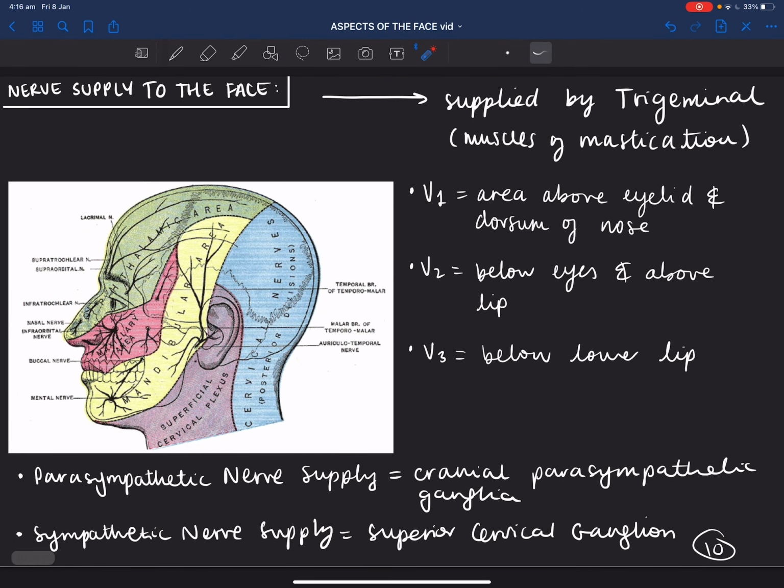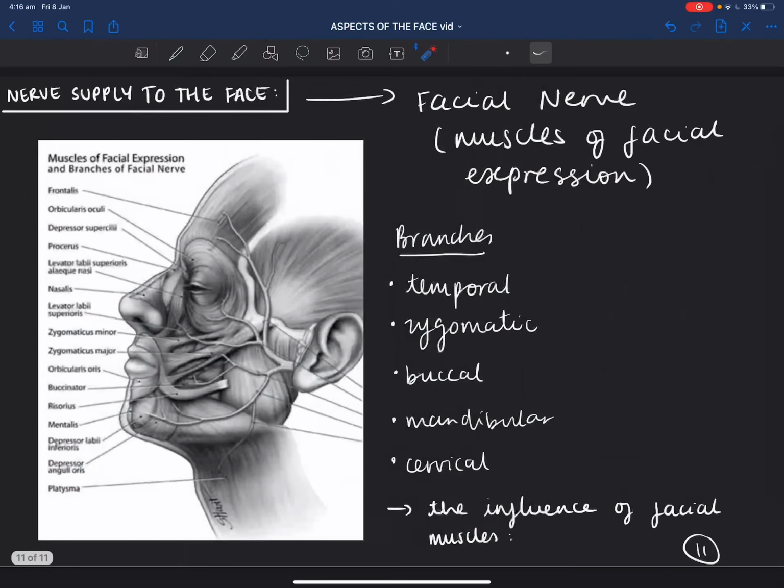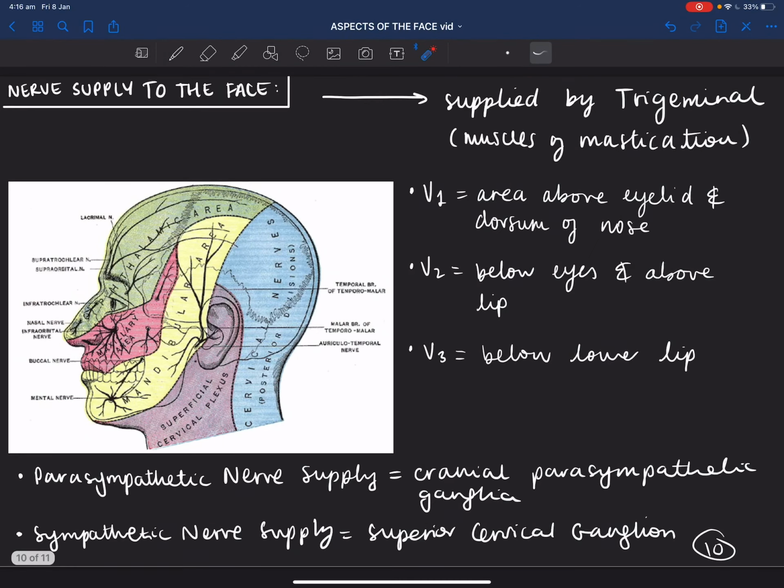Okay, so now let's finally look at the nerve supply to the face. The nerve supply to the face is actually provided by two nerves. Both are cranial nerves, the trigeminal nerve and the facial nerve. We're going to start by looking at the trigeminal nerve. The trigeminal nerve innervates the muscles of mastication, and it also provides the sensory innervation to the skin of the face. There are 3 divisions of the trigeminal nerve. It's a very important nerve. Let's ignore these for now.